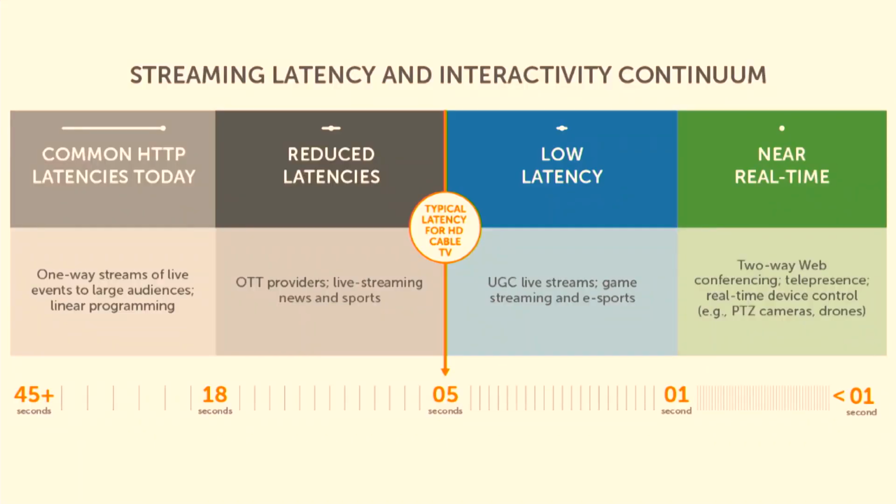Here is a chart that illustrates the spectrum of latency. Earlier I was talking about the comfort of having a stable, standard spec HTTP stream. That's over on this side of the slide where it says 45 seconds. If you go today to pretty much any streaming service, you're probably going to be anywhere from 30 to 45 seconds. That's great. But maybe you want to reduce that. So reduced latency would be 18 to 5 seconds. And by the way, 5 seconds is about what cable TV is running.